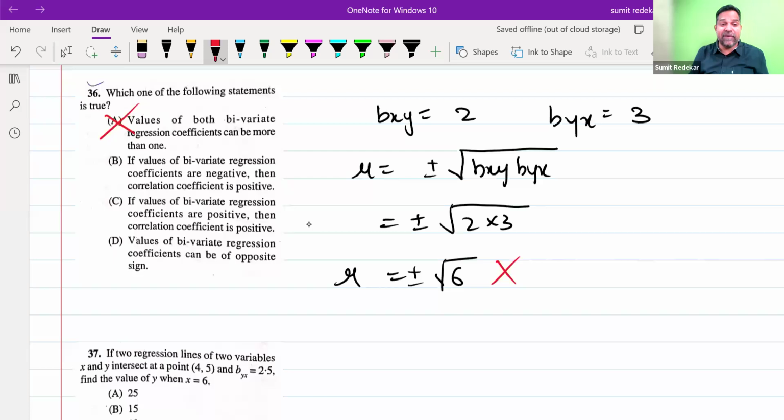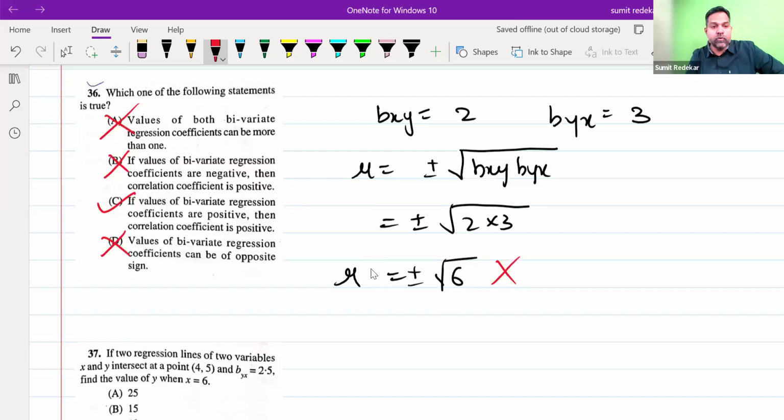If the values of the bivariate regression coefficients are negative, then the correlation is positive. No. If the values of the bivariate regression coefficients are negative, then the correlation will also be negative. If the values of the bivariate regression coefficients are positive, then the correlation is positive. Yes. Values of bivariate regression coefficients can be opposite in signs? No. If bxy is positive, byx has to be positive. If bxy is negative, byx also has to be negative. They will all have the same sign, either all positive or all negative.